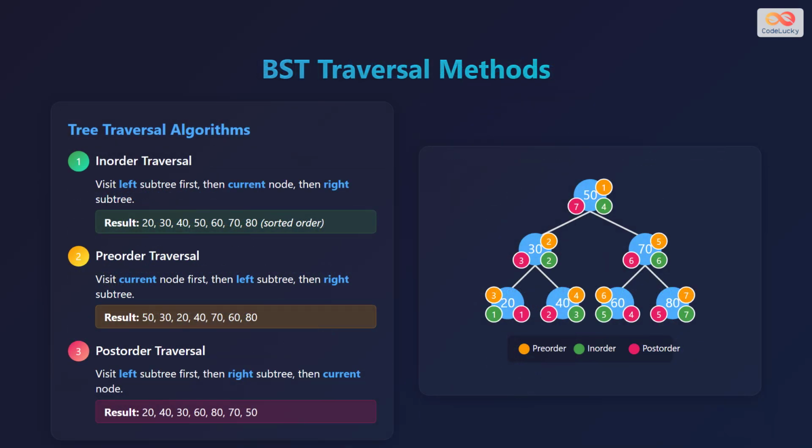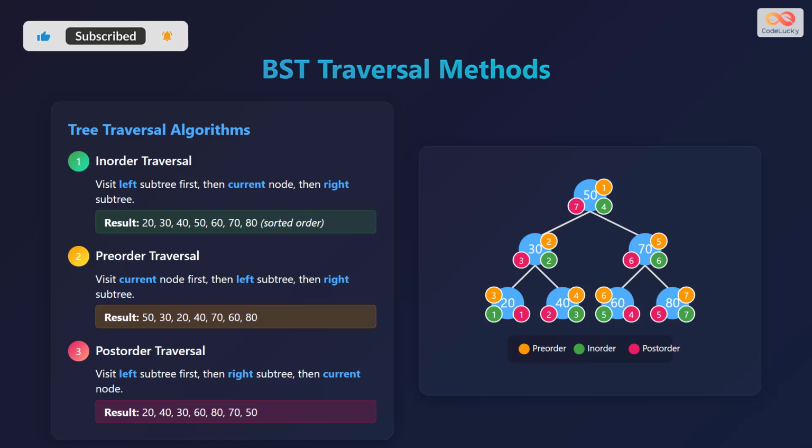Now let's discuss tree traversal methods for binary search trees. There are three common types of traversals. First, Inorder traversal, which visits the left subtree first, then the current node and then the right subtree. This results in a sorted order of the nodes.